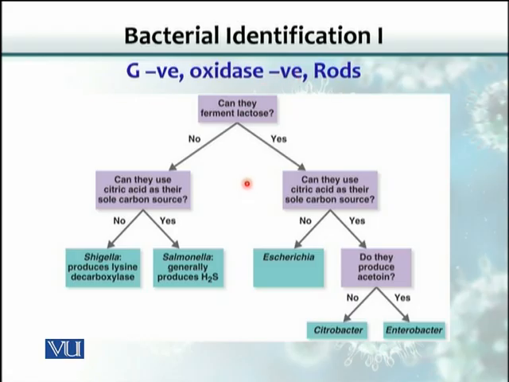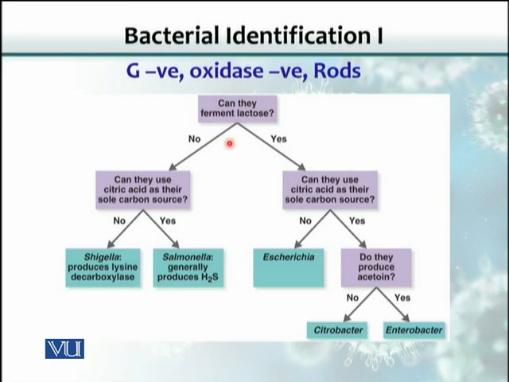Such algorithms are available for identification of microbes. This is just one example. There we have an algorithm that says, can they ferment lactose? If the answer is no, then we would further go and say, can they use citric acid as their sole carbon source? And if the answer is no, then we would say that this is Shigella, which produces lysine decarboxylase. So these are the two enzymes and their abilities to utilize various substrates, by which we can identify the species.